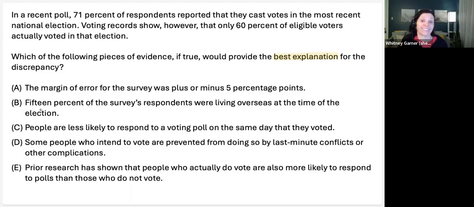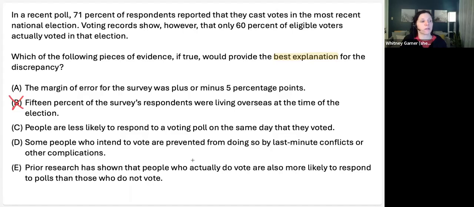So 15%, it's nice, they're giving me numbers, but just because they live overseas, they'd have to tell me that living overseas means it's extremely likely for people living overseas to have their votes lost. And they'd have to tell me that, essentially, 70% of people living overseas have votes that get lost in the mail or something like that. And they don't tell me that. They don't give me extra information.